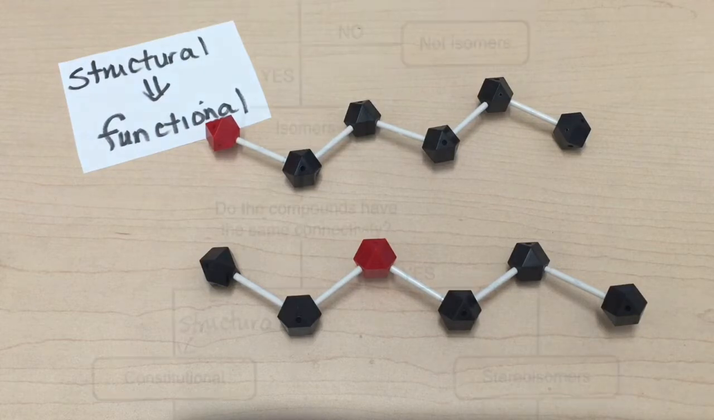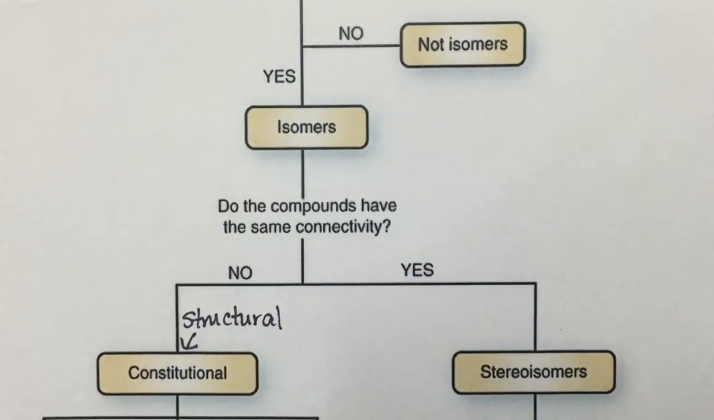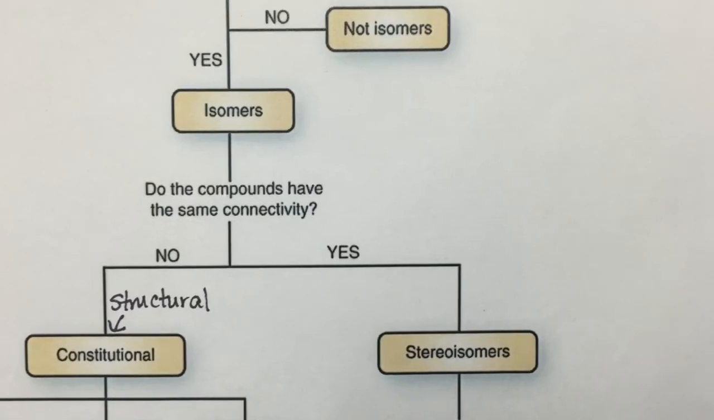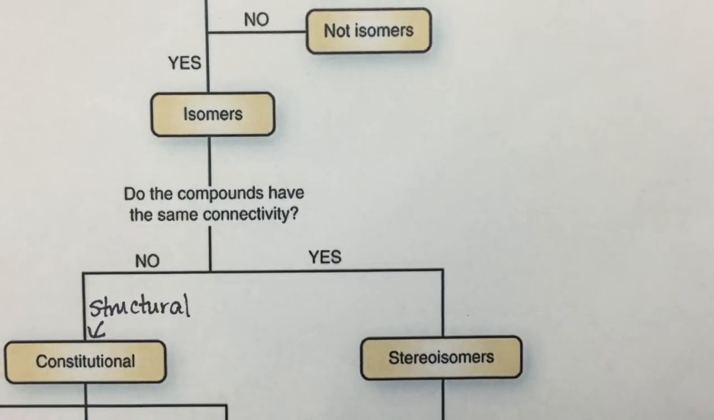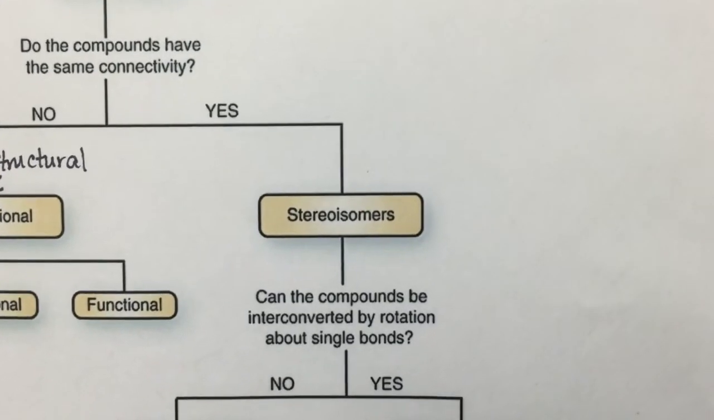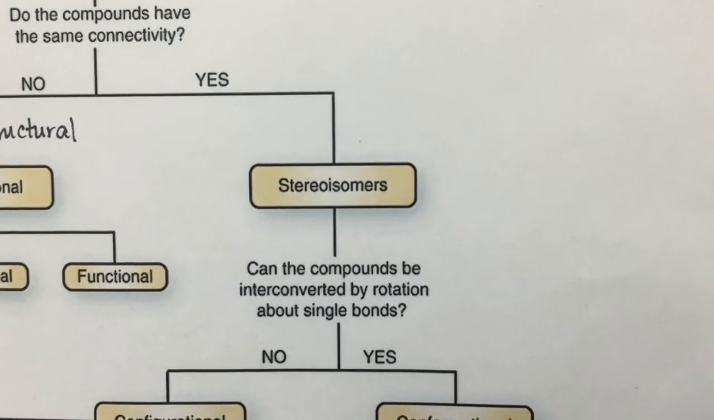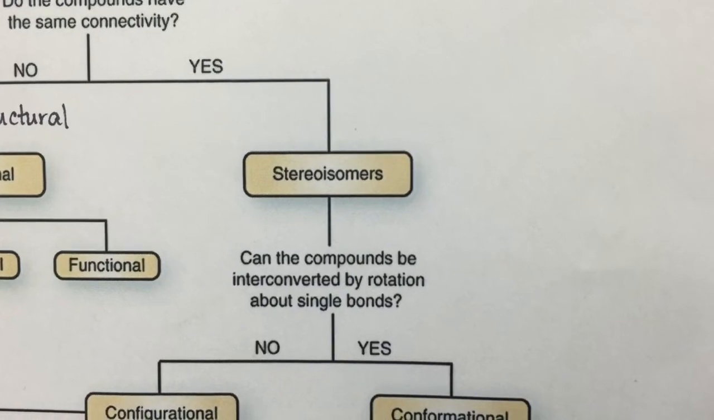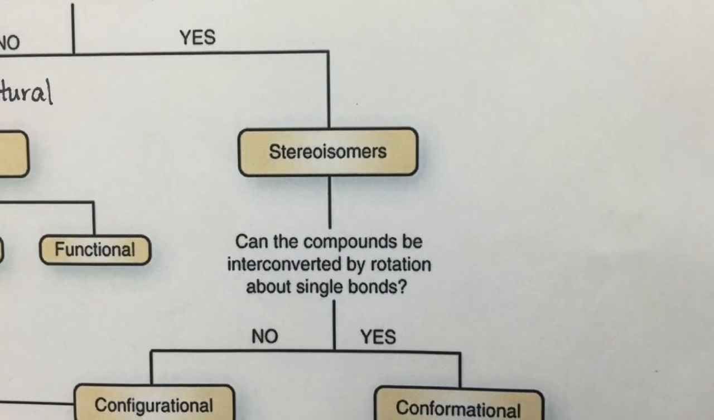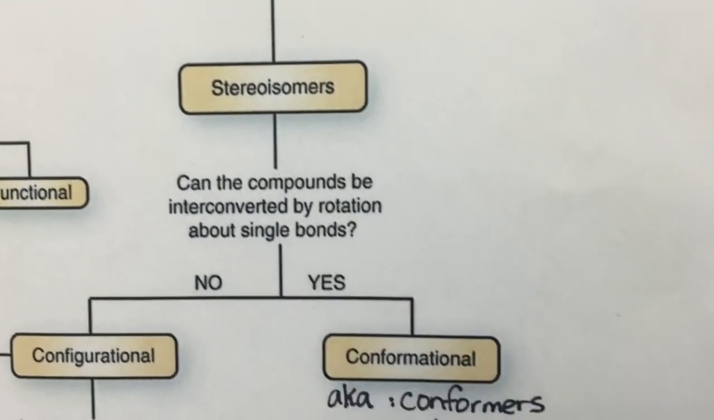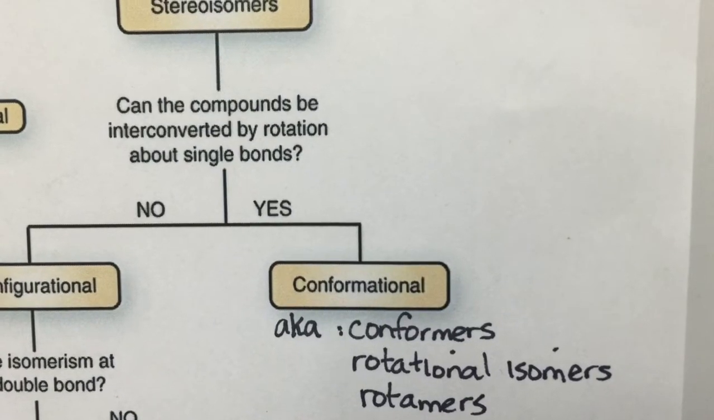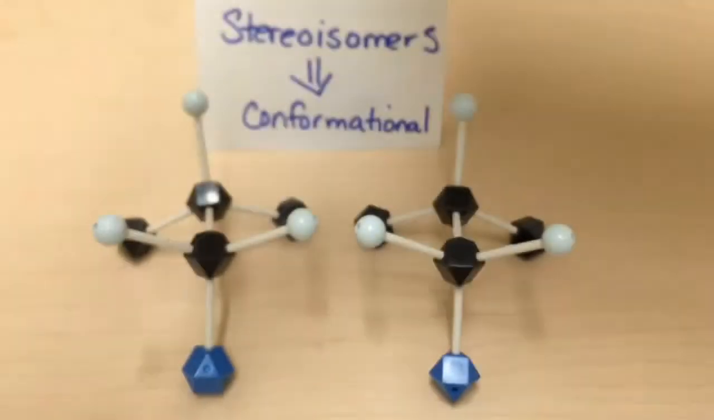Functional groups are changing. Okay, so now that we've dealt with structural isomers, we need to deal with when our compounds have the exact same connectivity. And that's this deeper branch called stereoisomers, and it can get a little tricky inside this one. Now, I'm not going to spend a lot of time with this first question that they ask, which is, can the compounds be interconverted by rotation about a single bond? When the answer to that is yes, those are called conformational isomers, conformers, or rotational isomers. And so I'm going to show you what that looks like.